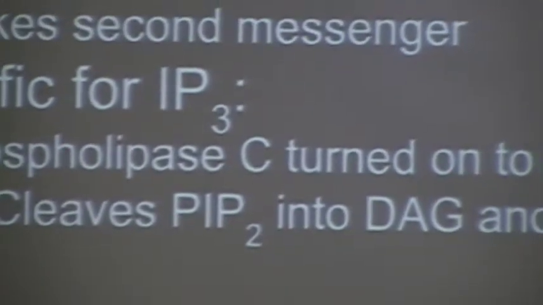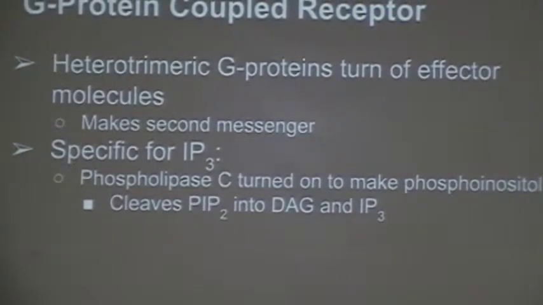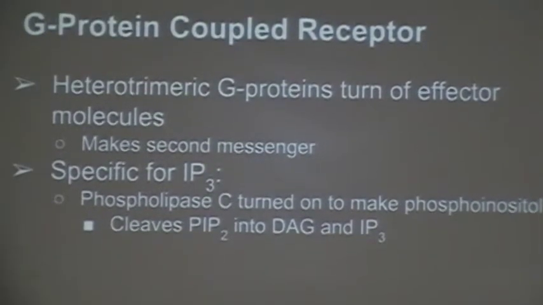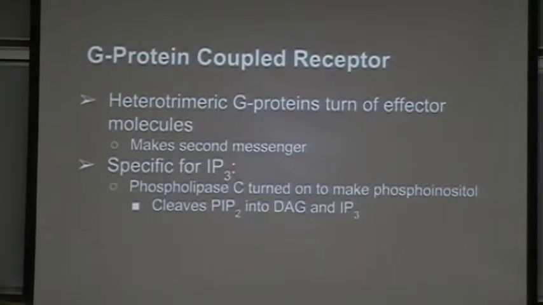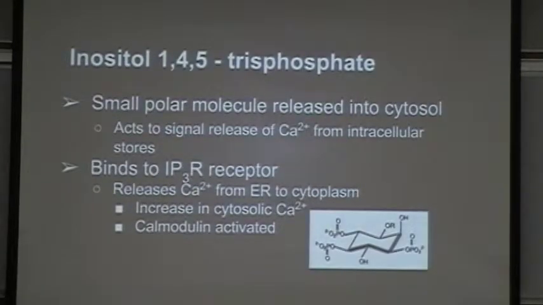It starts with G protein coupled receptors, which I had no idea what they were before starting the seminar. G proteins are guanine nucleotide binding proteins. They're heterotrimeric G proteins. They turn on effector molecules, which are the ones that make the second messenger. In this specific case, they turn on phospholipase C, which then cleaves PIP2, which makes inositol phosphate and DAG, diacylglycerol, which we don't study very much. Then the inositol 1,4,5 trisphosphate, IP3.